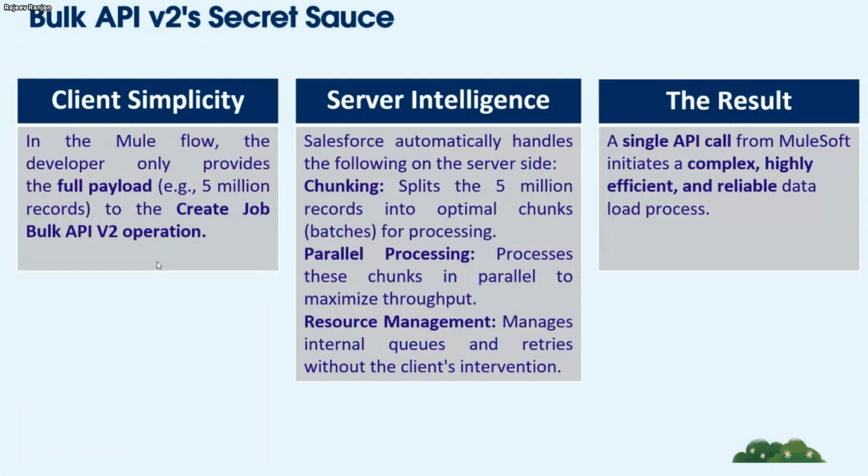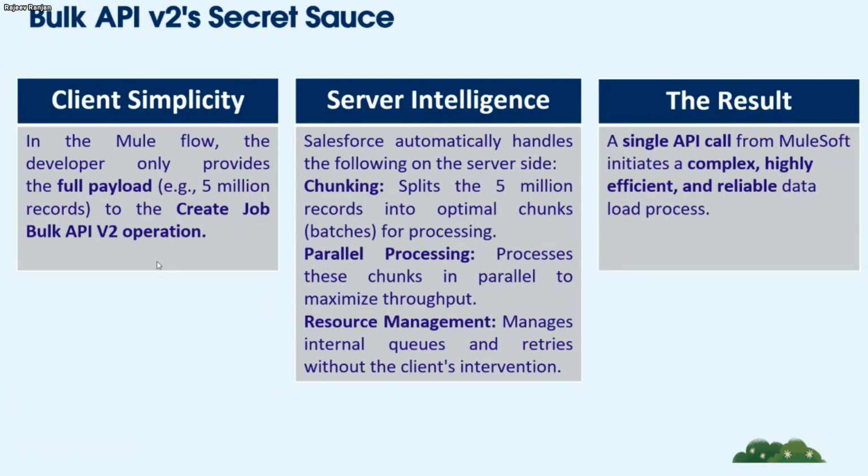Looking into this, what is the secret sauce we have seen in Bulk API v2? One is client simplicity, because everything is moving to the platform. Another is server intelligence, meaning the chunking and everything is automatically taken care of by the Salesforce platform. There is also parallel processing: if they create chunks, they are going to process them in parallel. And resource management: internally they are shifting jobs, putting them in queues, doing dequeues, things we are not actually aware of, what is happening behind the scenes.